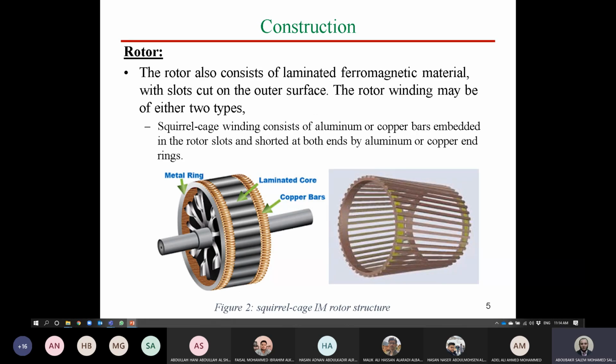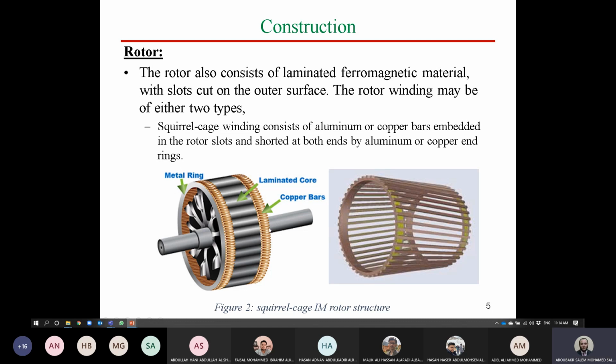For the rotor, we have two different shapes. We have one shape which is a squirrel cage, which is like that. This squirrel cage is just made of bars, and these bars are shorted from both sides by two rings. So this is called squirrel cage construction. The rotor consists of laminated ferromagnetic material with slots cut on the outer surface, not the inner surface like in the stator. The rotor winding may be of two types, the first being squirrel cage.